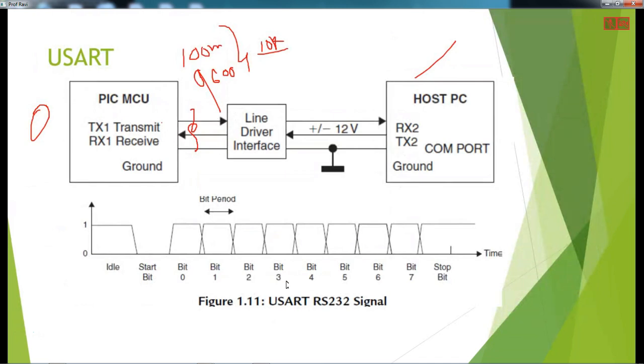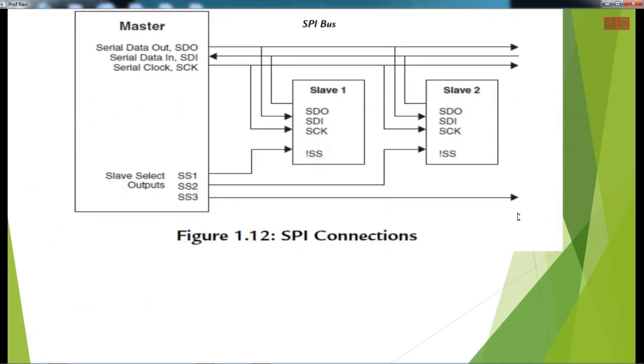Ideally the line will be 1, then you send a start bit, then the data bits, then a stop bit. So this is the USART standard. This is available with the PIC microcontroller. Then the next one is SPI, the serial peripheral interface.